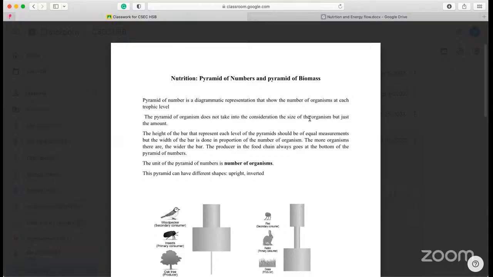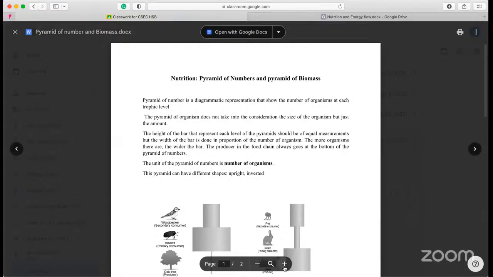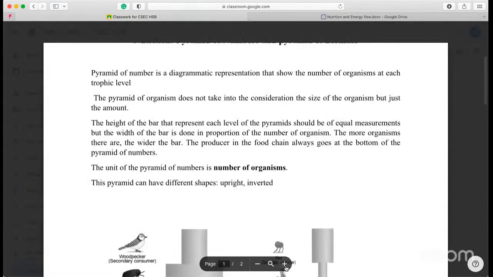We said a pyramid of energy is a diagram that basically shows how energy flows through a single food chain, right? But now we have the pyramid of numbers. Please take a note. The pyramid of numbers is a diagrammatic representation that shows the number of organisms at each trophic level, underlining number of organisms. All right. So the number of organisms at each trophic level.